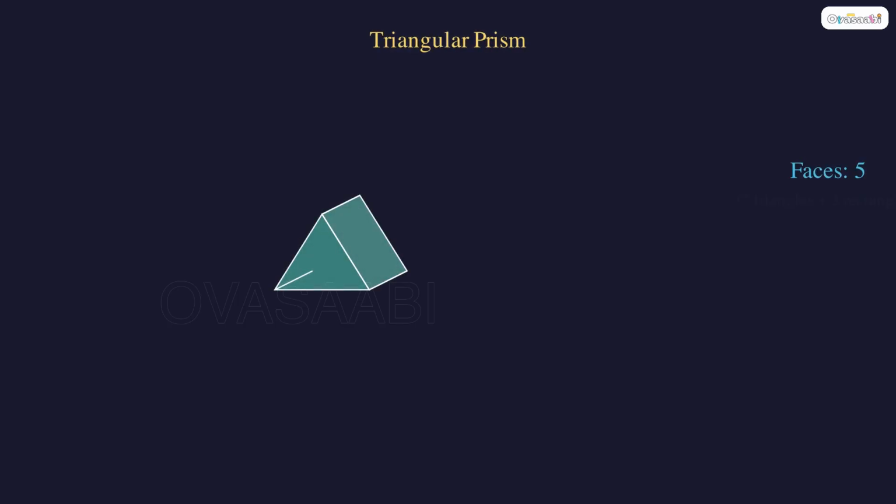Try a triangular prism shaped like a Toblerone chocolate. It has 2 triangle ends and 3 rectangles, giving 5 faces. Count 9 edges and 6 vertices.